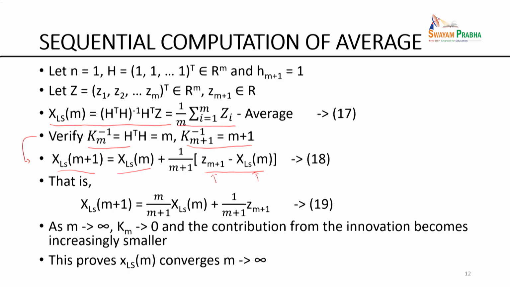So what does Zm plus 1 minus XLFS give? This gives you the new information, and that is also called innovation.